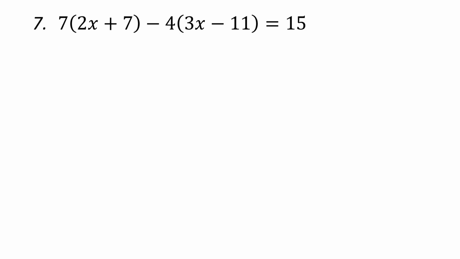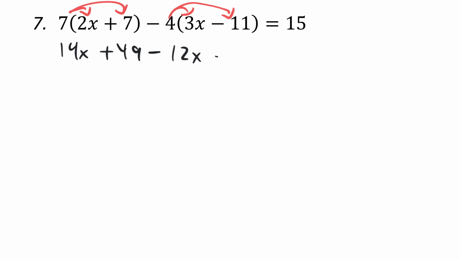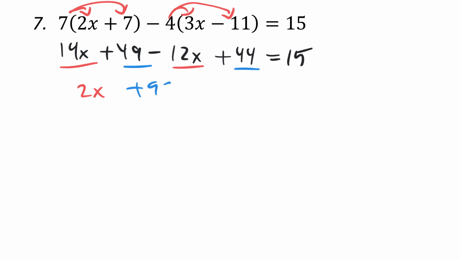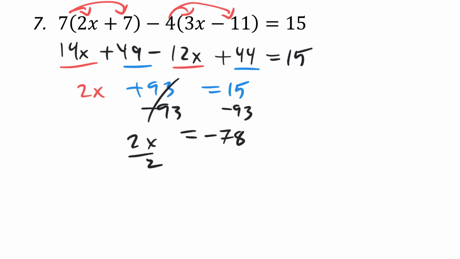Okay, what about a question like this? Well, we're going to need to expand because before we can collect all the terms, we have to have everything expanded. 14x, 49, minus 12x, minus minus makes a plus. Make sure you carry that through. Now we can combine these into a 2x, and we can combine these into a 49 plus 44, so 93 equals 15. Minus 93 from both sides. It's going to give us 2x equals negative 78. Divide by 2. x equals negative 39.